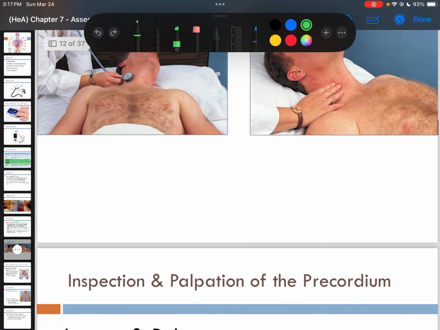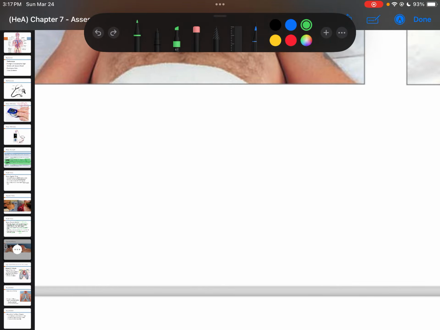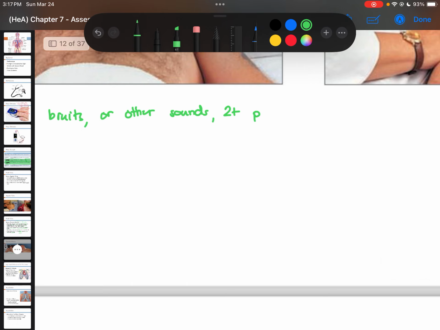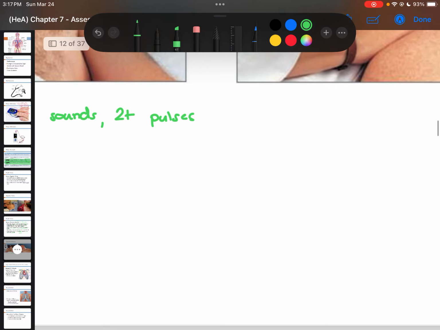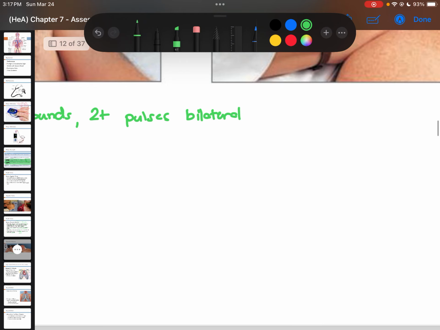Okay, so what are the normal findings for carotid assessment? Number one, class, there should be no bruit. As I mentioned before, bruit is a swishing sound caused by turbulence. There should be no bruit or other sounds. The pulses should be 2 plus. When we say 2 plus, it is weak normal. And it should be bilateral, meaning both arteries should have pulses.